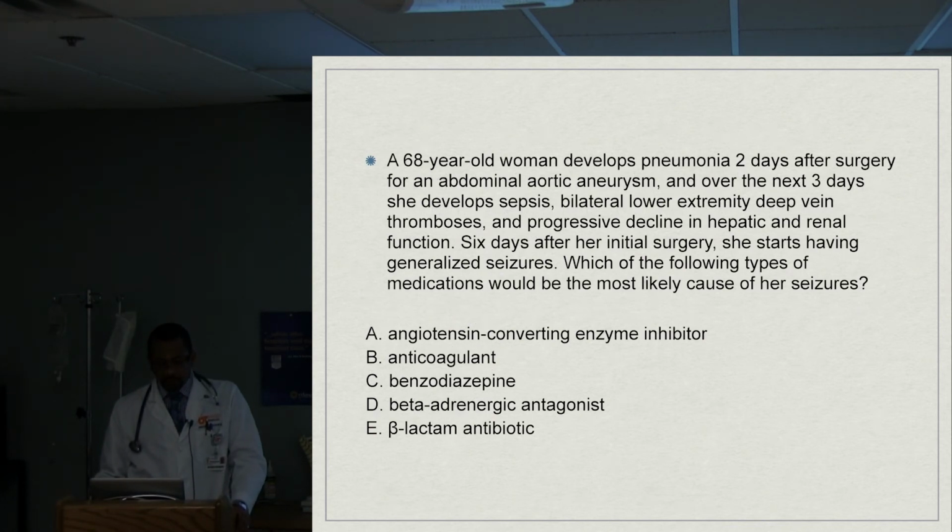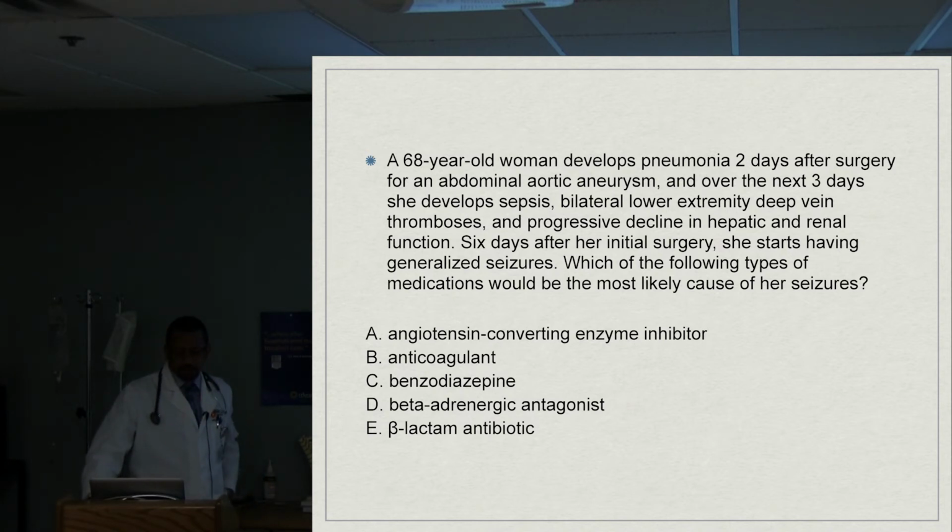Okay, so we have a patient, 68, who developed pneumonia 2 days after surgery for an abdominal aortic aneurysm. Over the next 3 days, she developed sepsis, bilateral lower extremity DVT, and progressive decline in hepatic and renal function. 6 days after her initial surgery, she started having generalized seizures. Which one of the following types of medication would be the most likely cause of her seizure?